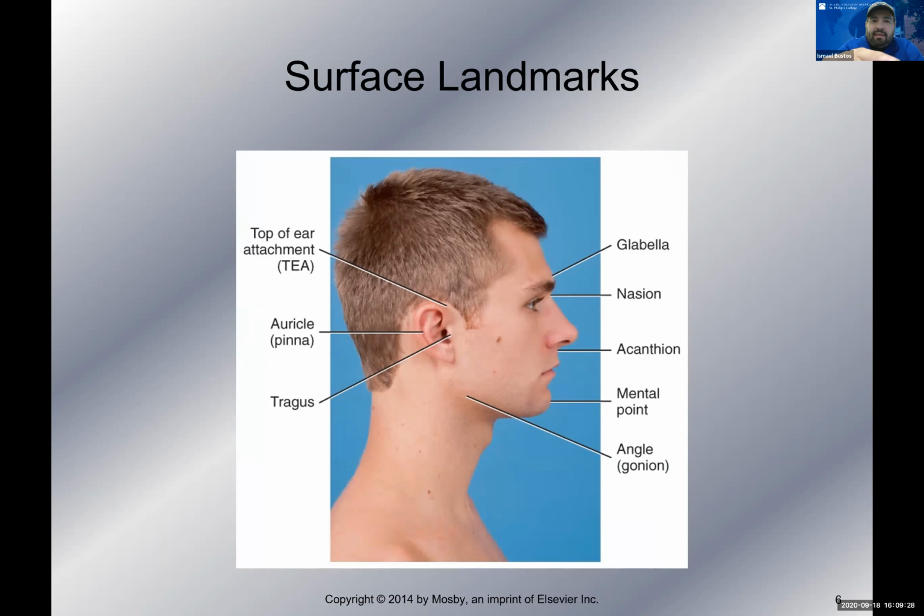Then you have a little cartilage piece that protects the EAM. This little portion there is the tragus. Now, we all know that the middle portion here is the EAM, or the external auditory meatus, and that tragus helps protect that EAM a little bit. The other important thing to remember is the TEA, or the top of the ear attachment. That's going to be very important because it corresponds to the highest level of where the petrous ridges are going to be, okay?